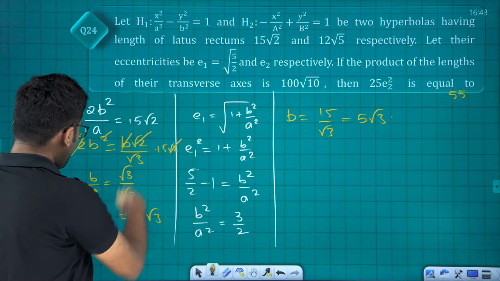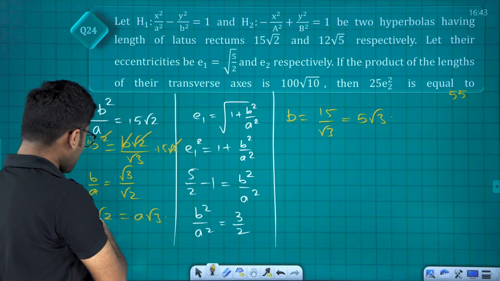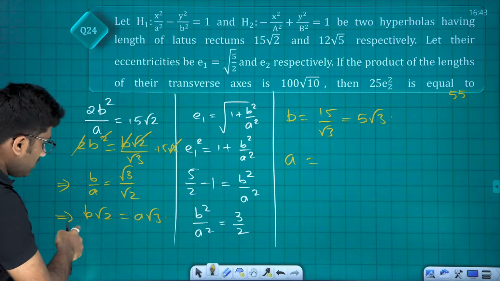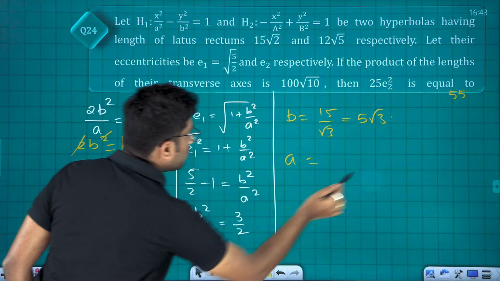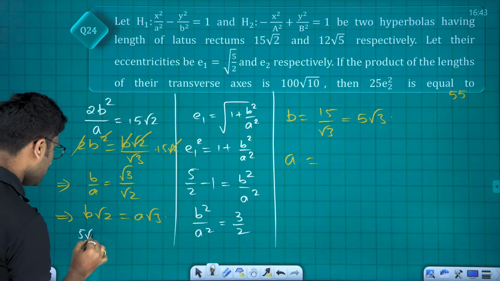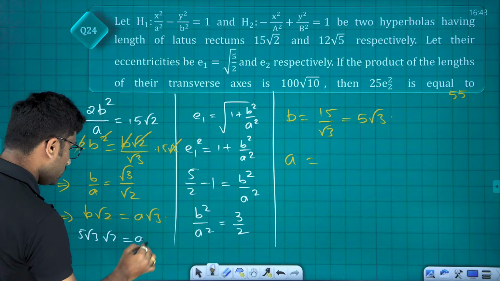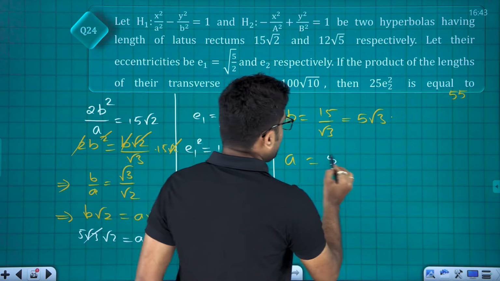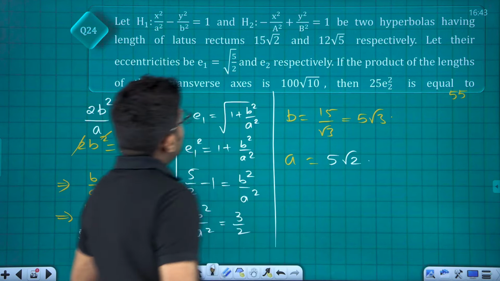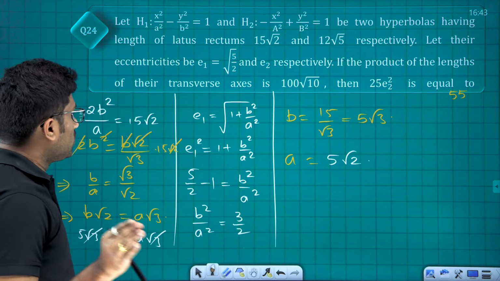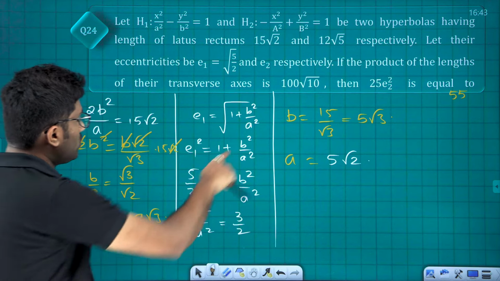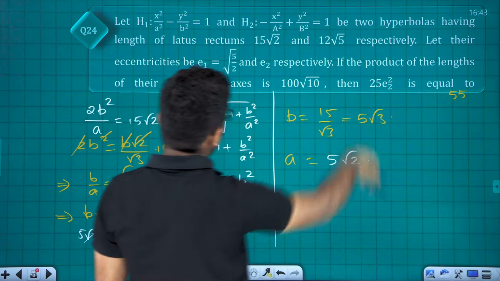Now what is a? b is 5 root 3. So put b is equals to 5 root 3: 5 root 3 root 2 is equals to a root 3. So a is 5 root 2. We have got a as 5 root 2. So all the parameters with respect to hyperbola 1, we got a, b and eccentricity. Now we'll use this to get the second one.